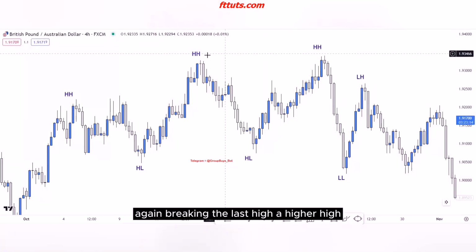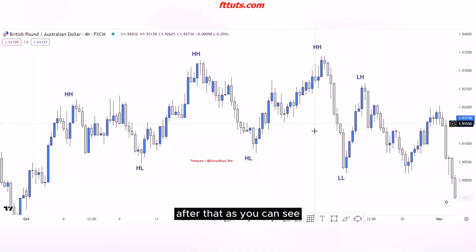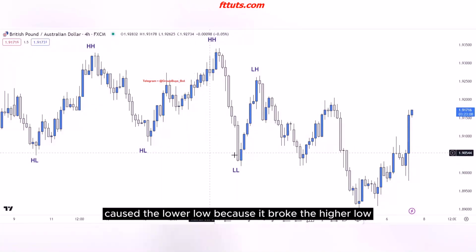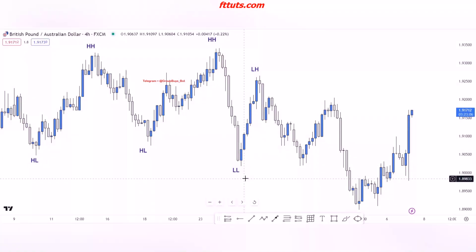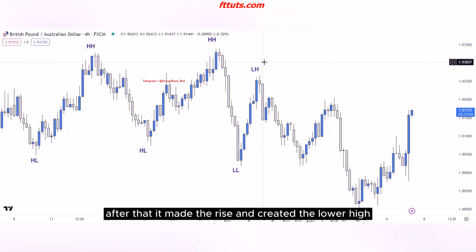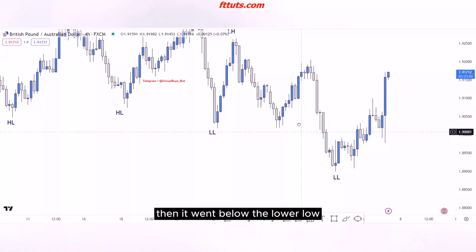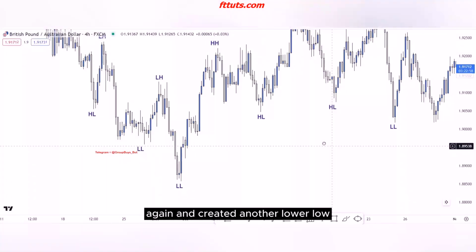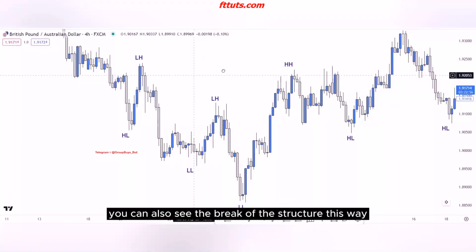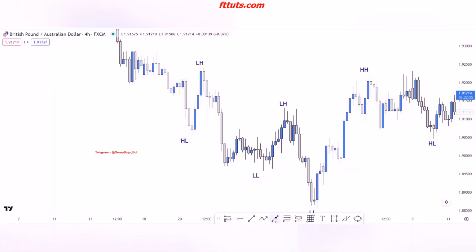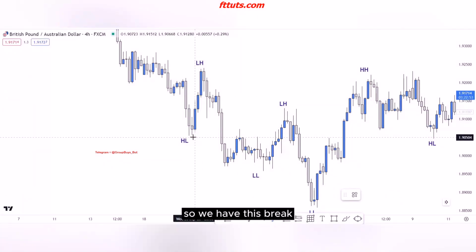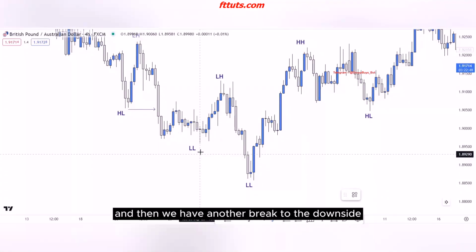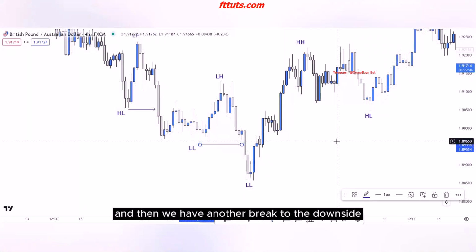Again, breaking the last high, a higher high. After that, as you can see, a decline began, causing the lower low because it broke the higher low. After that, it made a rise and created a lower high. Then it went below the lower low again and created another lower low. You can also see the break of the structure this way. So we have this break, and then we have another break to the downside.